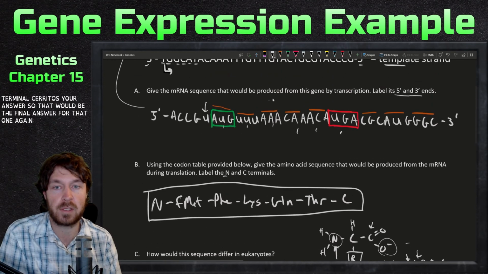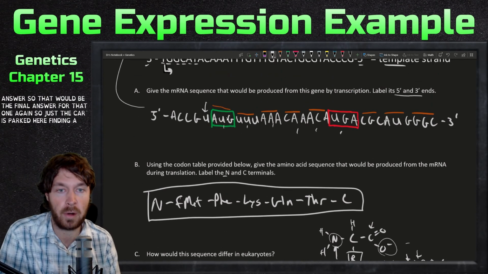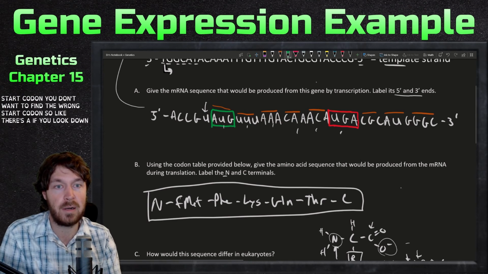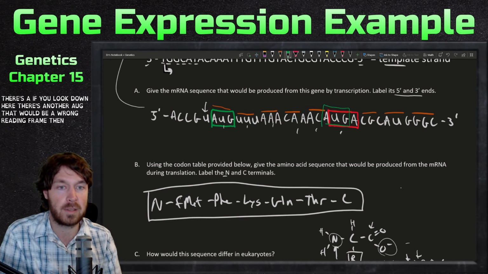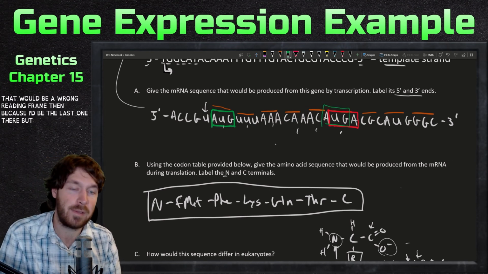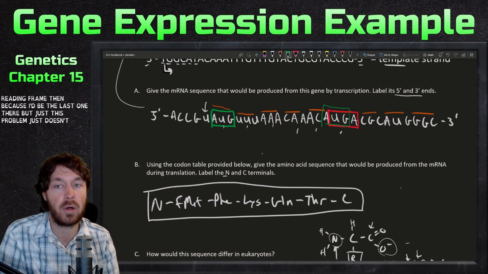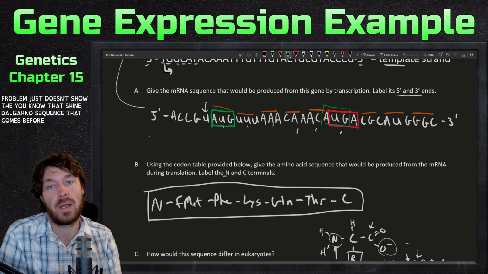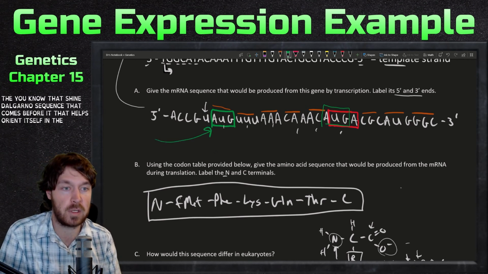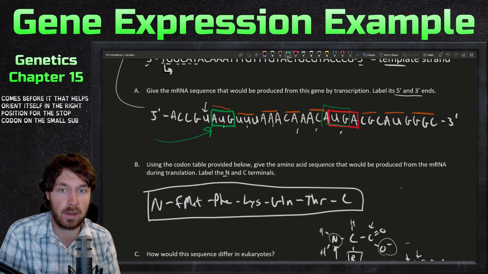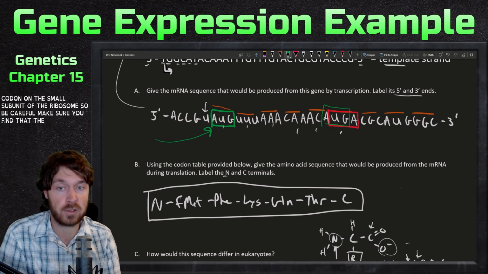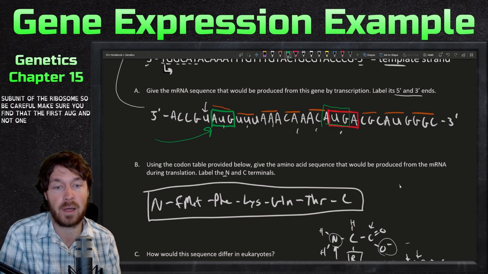And again, the hardest part here is finding the start codon. You don't want to find the wrong start codon. If you look down here, there's another AUG. That would be a wrong reading frame then, because it'd be the last one there. This problem just doesn't show the Shine-Dalgarno sequence that comes before it that helps orient it in the right position on the small subunit of the ribosome. So be careful. Make sure you find the first AUG and not one that's downstream.